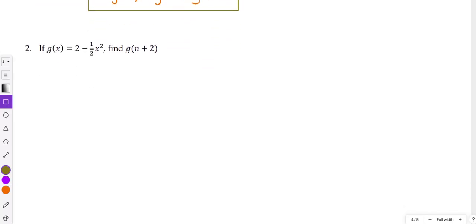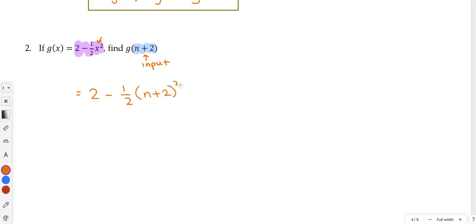We have the g function. G of x is given to be 2 minus 1 half x squared. We want to find g of input n plus 2. So here's our new input. What we want to do with that new input is replace any x within the original function. In this case, only 1. So I'm going to go ahead and substitute. I'll put equals for right now. 2 minus 1 half. I'm inputting this n plus 2, and it says squared.